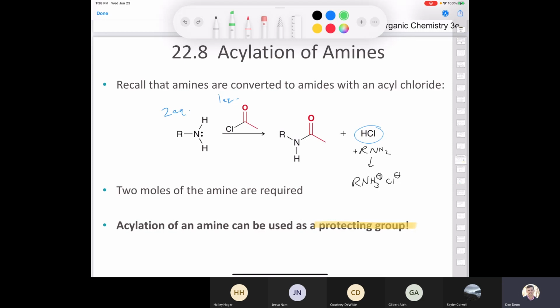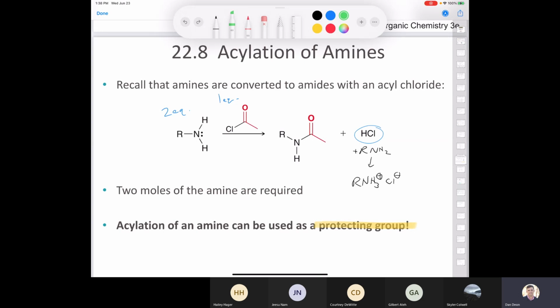Anyhow, but we said the reason why you need two equivalents of the amine is because you produce HCl in the reaction, and the second equivalent of the amine is going to react with that HCl to make some kind of chloride salt. Okay, here it's just some kind of alkyl ammonium salt, and that removes the HCl from the reaction mixture. And we know that HCl is a strong acid, so it can be deleterious to a lot of different reactions that we might want to do.